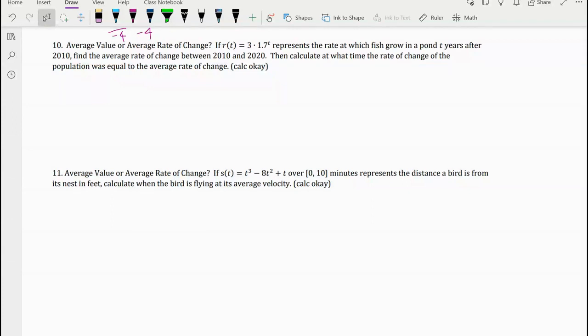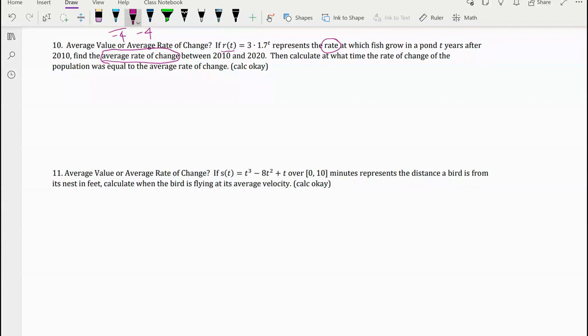So r of t is equal to 3 times 1.7 to the t represents the rate at which fish grow in a pond after 2010. Find the average rate of change between 2010 and 2020. Then calculate at what time the rate of change of the population was equal to the average rate of change. Okay, so this is the average rate of change. But am I finding the average rate of change of this function? In other words, am I finding the average value of r of t, or am I finding the average value of r prime of t?